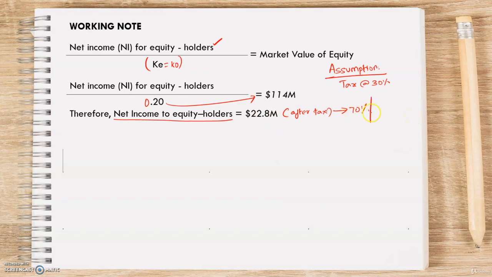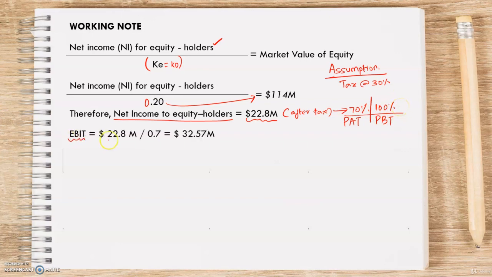And why is this information going to help me? Because this is earnings after tax, or we say profit after tax. And if you want to go to profit before tax, you should look at 100% of it. And how do you know the 100%? Take this $22.8 million divided by 70%, so you get 100%, right? We're going to do that.